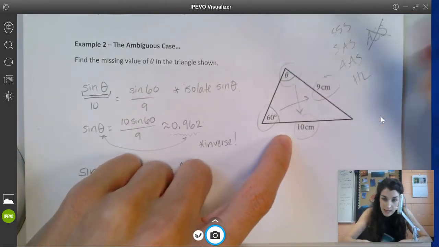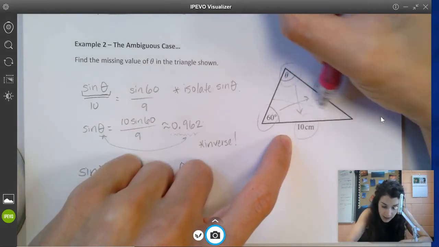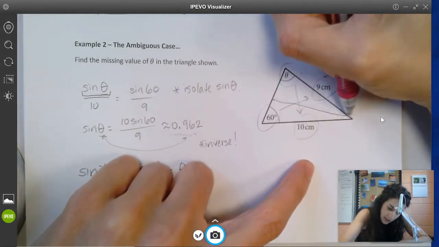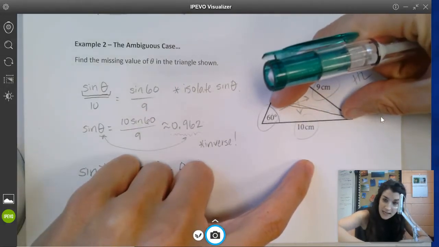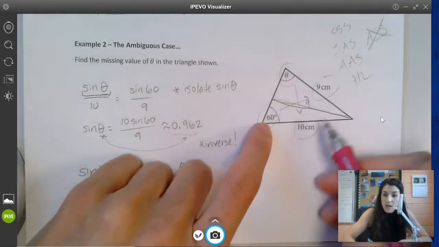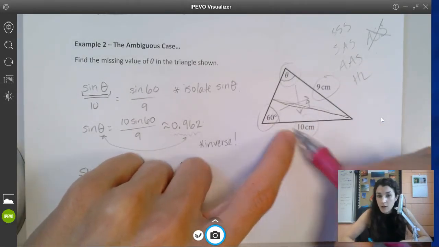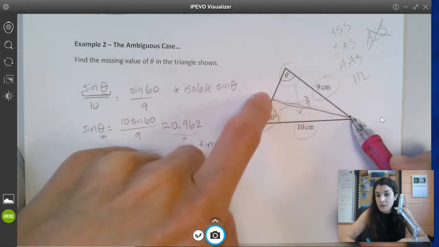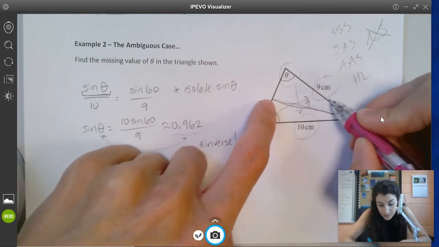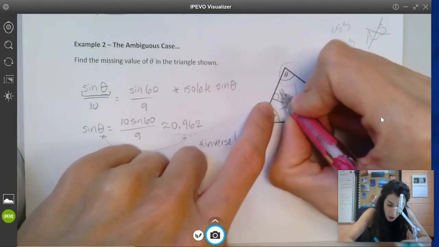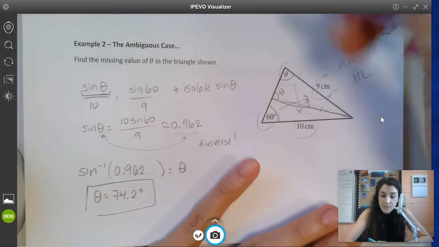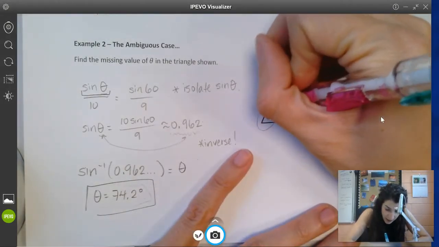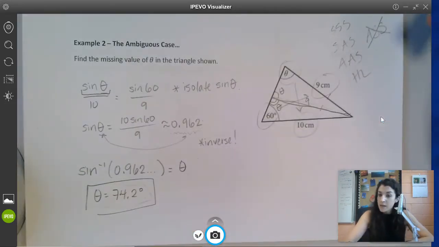If I pivot that 9 centimeter side and bring it in like this, that 9 will hit that side again, and I haven't changed anything about the information I'm given. I still have a 60-degree angle, 10 centimeters here and 9 centimeters here. These guys would be equal. This would also be theta because that makes an isosceles triangle, and it always does in that relationship. So then also, theta here, this could be theta. So there's two answers here for theta.